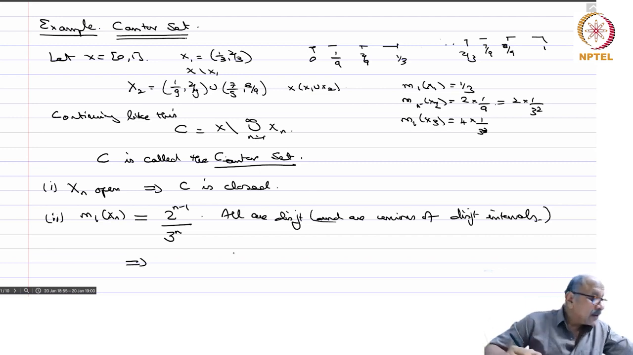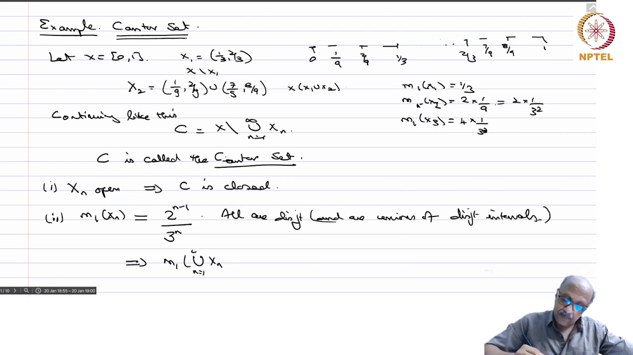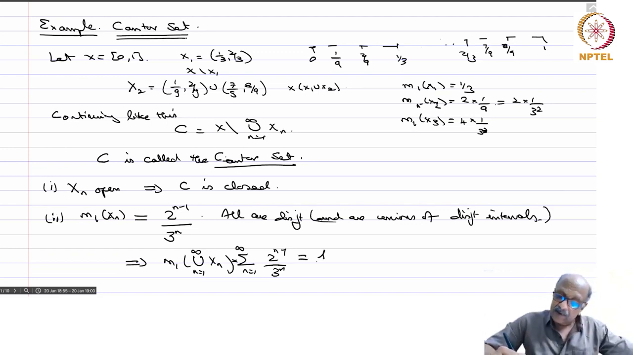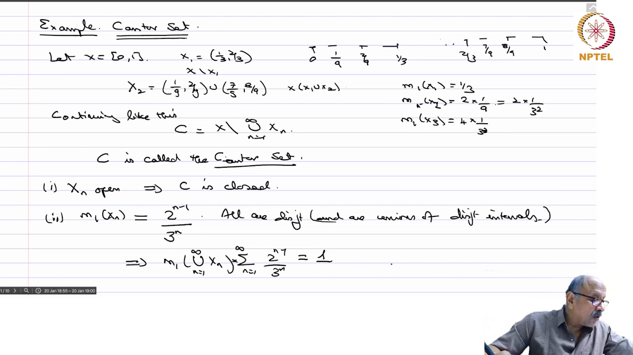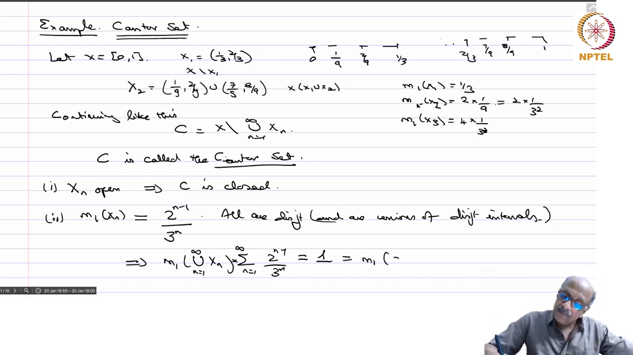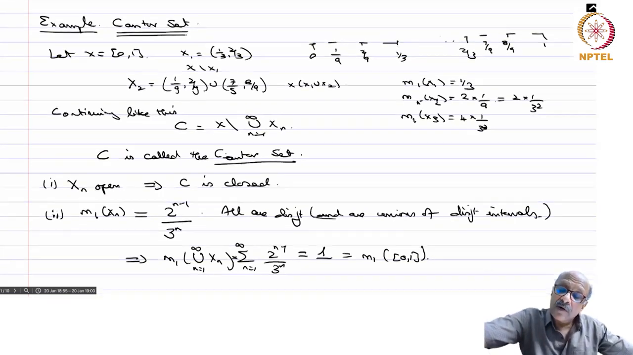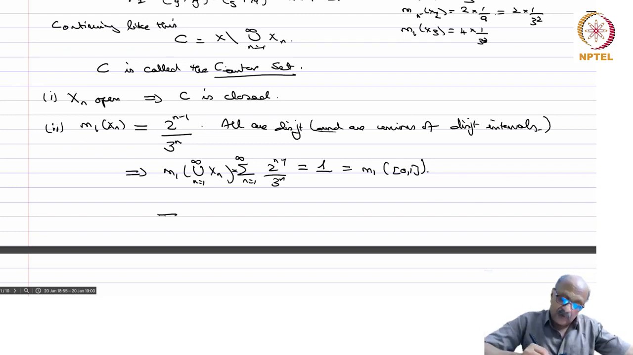Therefore, the measure of the union of xn is the sum from n equals 1 to infinity of 2 to the power n minus 1 over 3 to the power n, and that is a simple calculation. You will just get 1. It's almost a geometric series, 1/3 into a geometric series, and then you will get the answer 1, but this happens to be the measure of [0, 1] also. So from [0, 1] I have removed a set of measure 1, so this implies that the measure of the Cantor set is equal to 0.